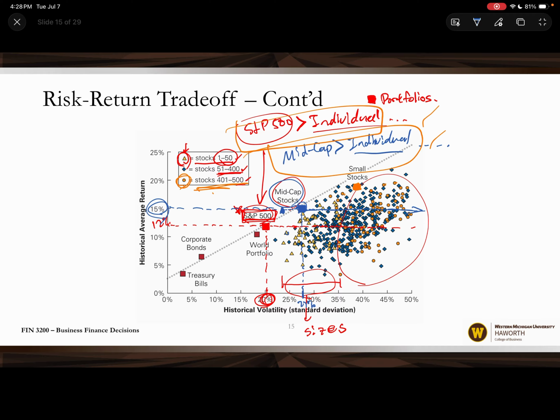All these stocks are risky stocks. They all have volatilities and returns, right? But combining them somehow formed a portfolio that's clearly better than the individual stocks. That's how diversification works.